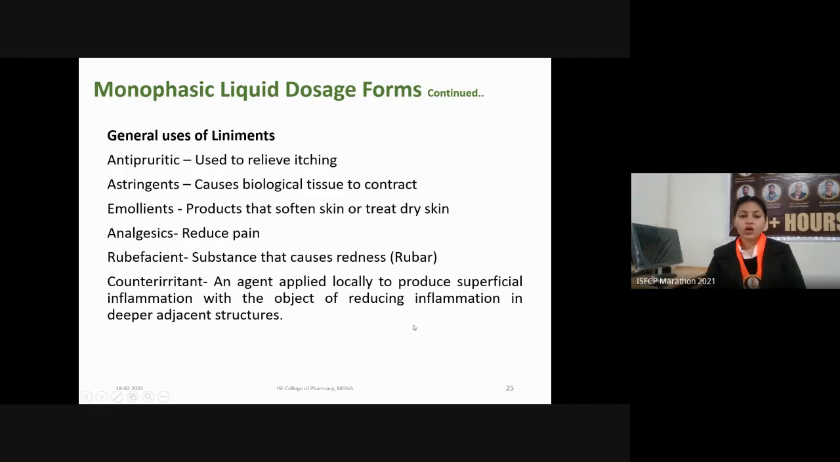Now, what are the general uses of liniments? Liniments can be used as antipyretics, astringents, emollients, analgesics, rubefacients, and counter-irritants. We can use liniments for any of these purposes. What are antipyretics? These are agents that help in relieving itching, used when a patient is suffering from itching.